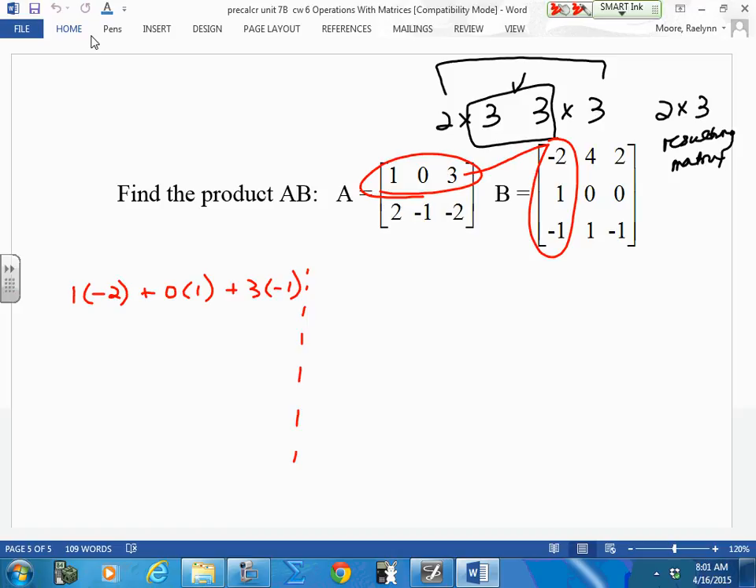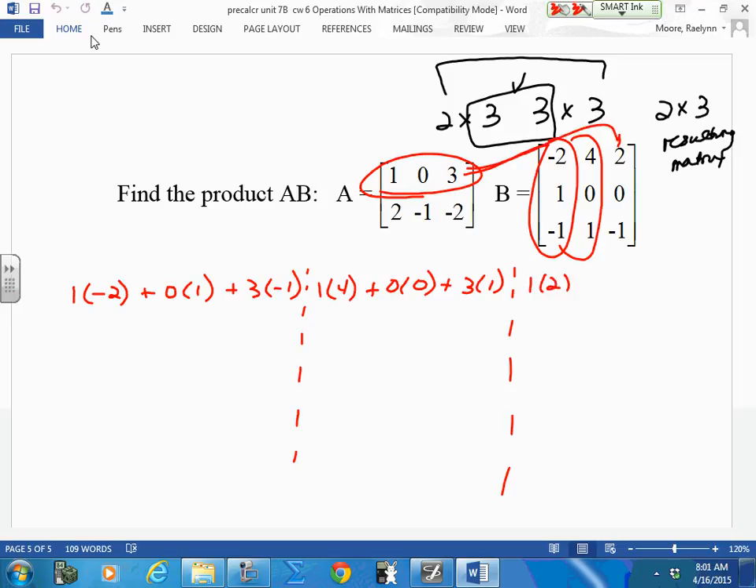First row, second column. 1 times 4, plus 0 times 0, plus 3 times 1. Dotted line. This is going to establish your rows and your columns for here. Good? Okay, last one.